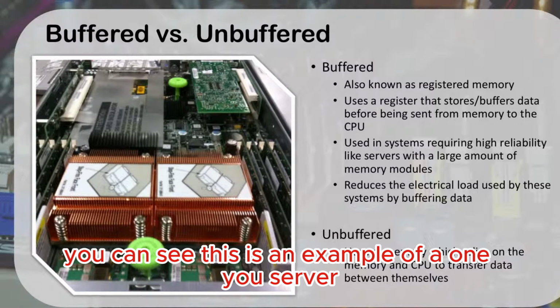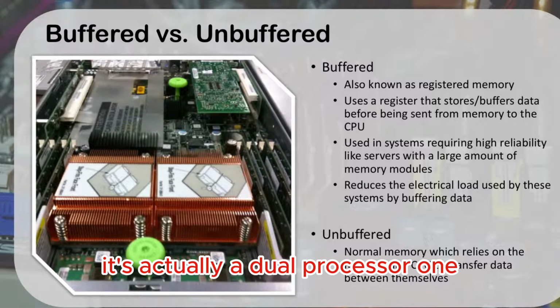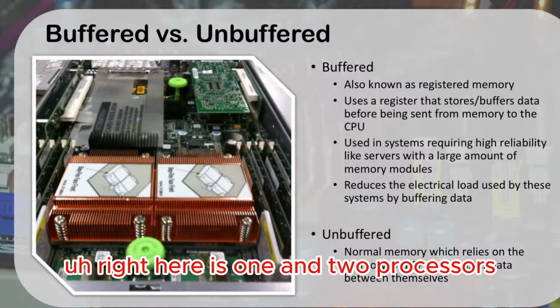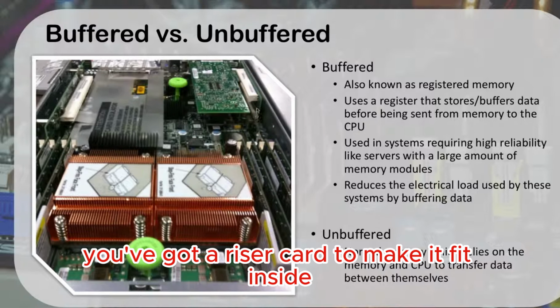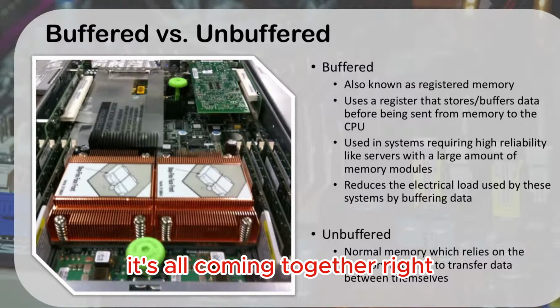And you can see this is an example of a 1U server. See how it's big and long? This actually is a dual processor one. You can see the double processors, right here is 1 and 2 processors. You have your memory chips over here. You've got a riser card to make it fit inside this very short case. See all the stuff we talked about, it's all coming together, right?